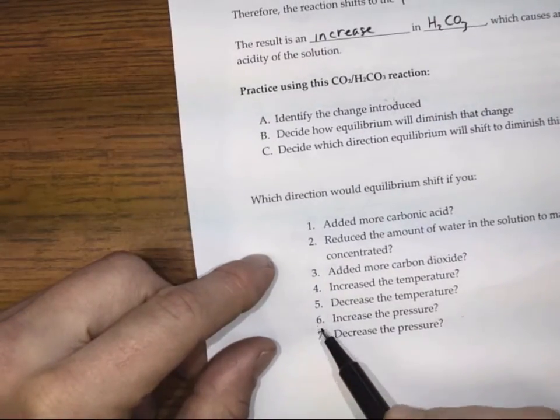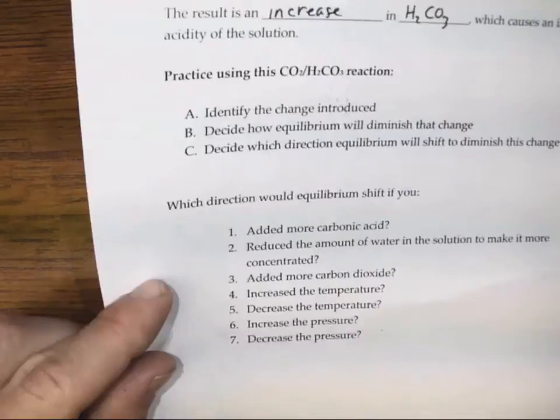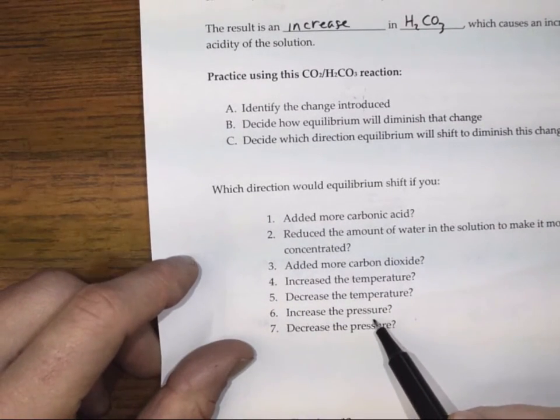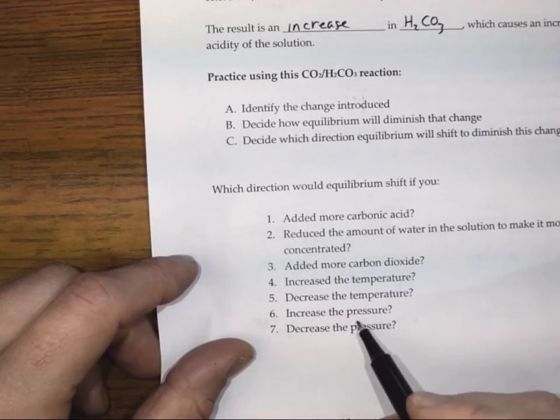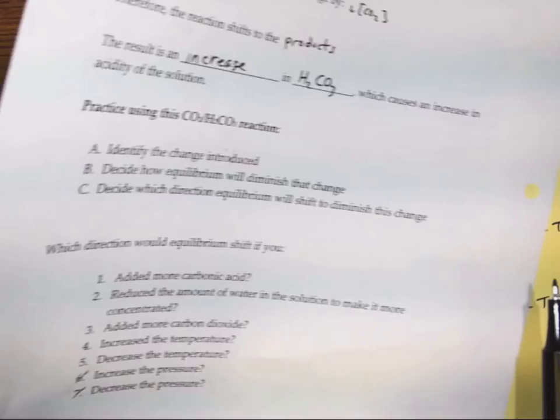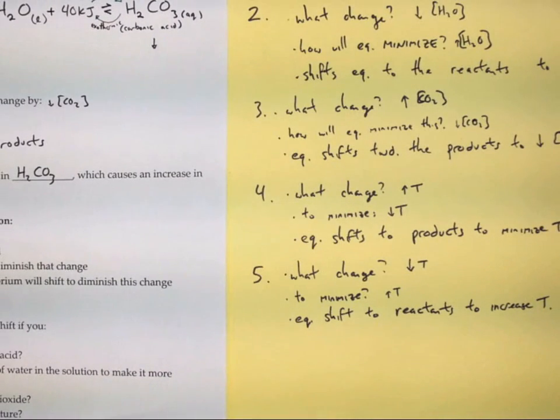Now, because we looked at the aqueous form of carbon dioxide, we're going to be unable to detect any difference in terms of equilibrium if we increase or decrease the pressure. All right, so we'll call it there. Let me know if you have any questions about that.